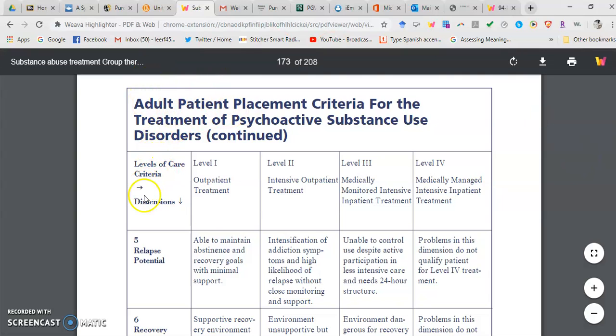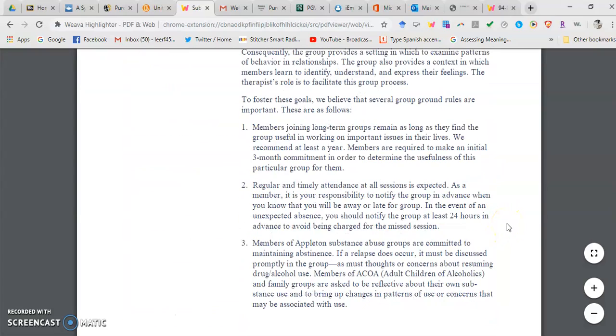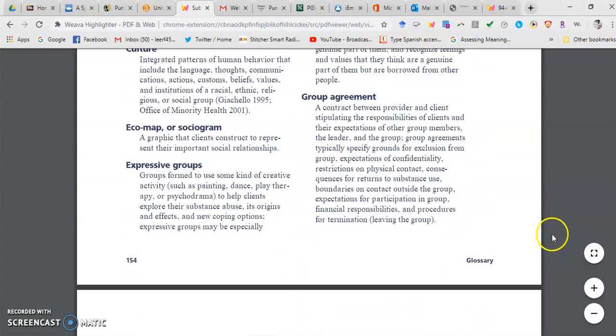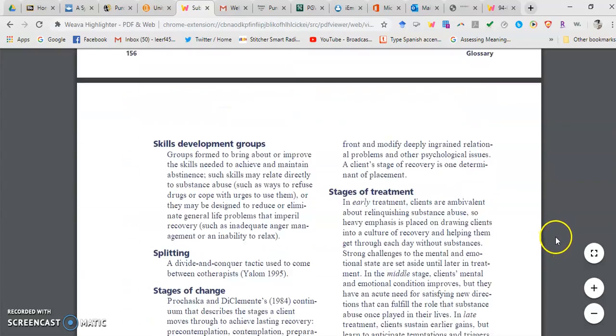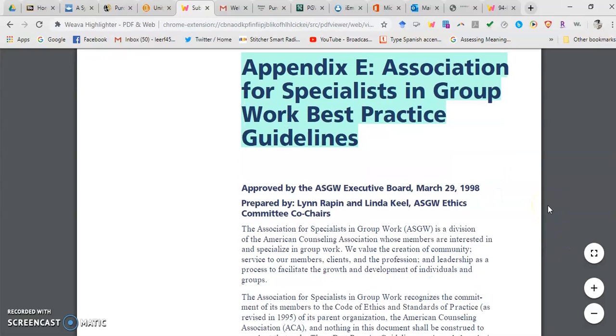Remember that there are different levels of placements when it comes to creating groups. So when you create your group this week, I want you to think about whether you want to do a heterogeneous or a homogeneous group. A heterogeneous group means you're going to have different kinds of people in there, but the only thing that unites them all is a common topic. So you're going to have men, women, older people, younger people, and they're all there for substance use issues.